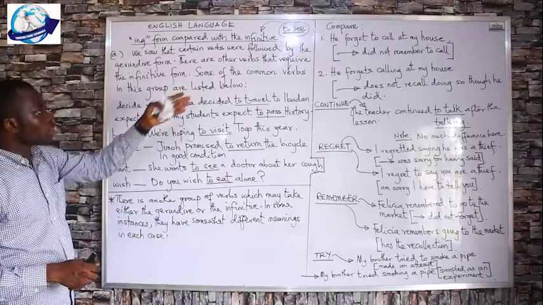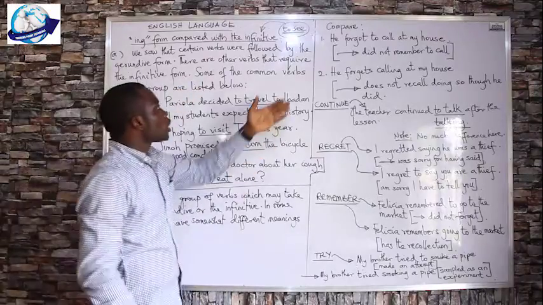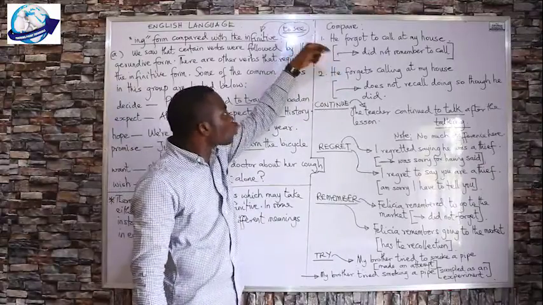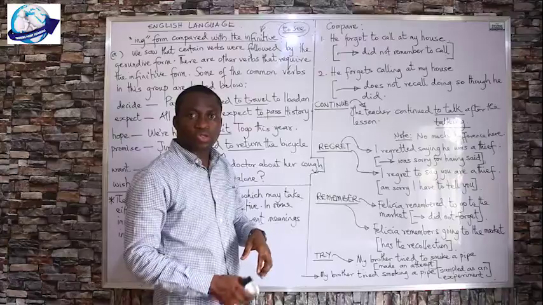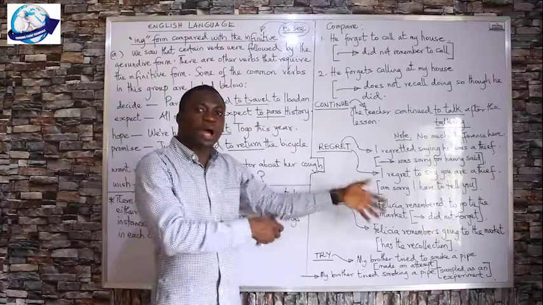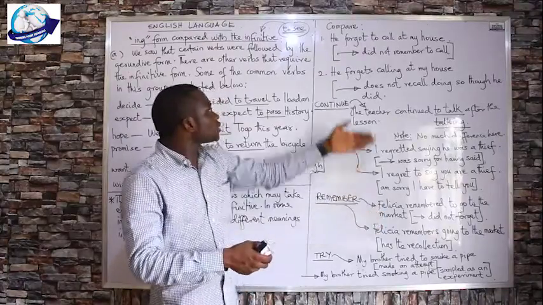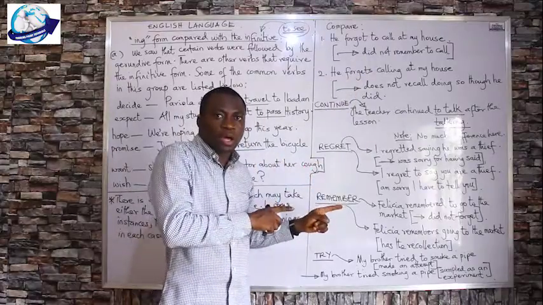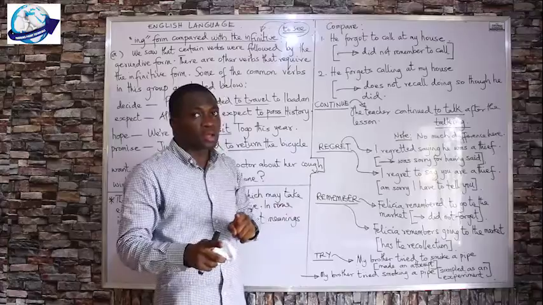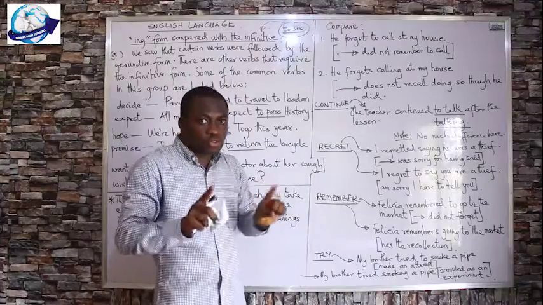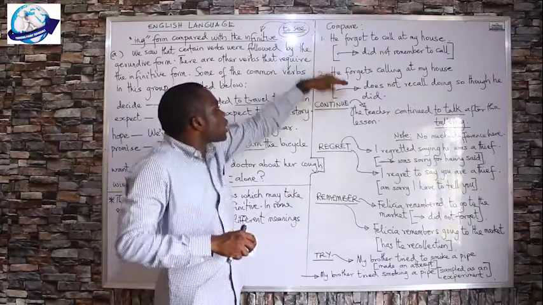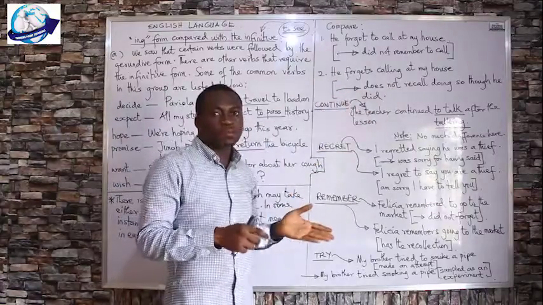Now compare these two examples given above. Example 1 says, he forgot to call at my house. Meaning that he did not remember to call. He forgot to call at my house means he did not remember. So there was never a thought at all. Then he said he forgets calling at my house.